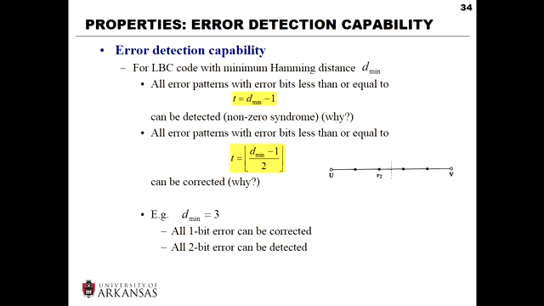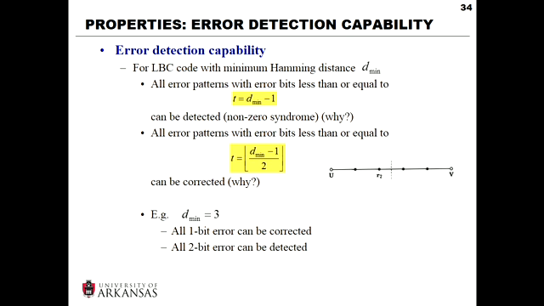Because if there are d-min minus 1 or fewer bits in error, the received word will never be a valid code word. And the error correction capability covers all error patterns with error bits less than or equal to floor of (d-min minus 1) divided by 2, which is the integer part of this number. We take the floor operation, and that is how many bits can be guaranteed to be corrected.